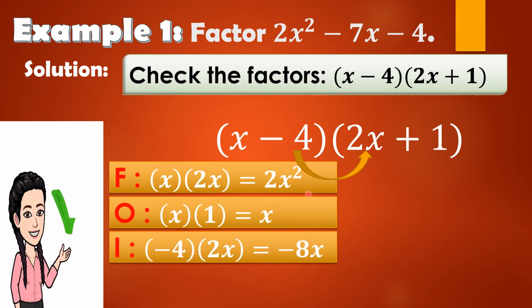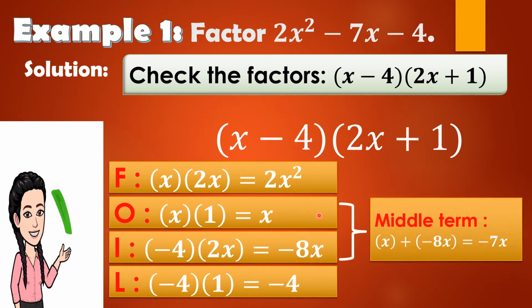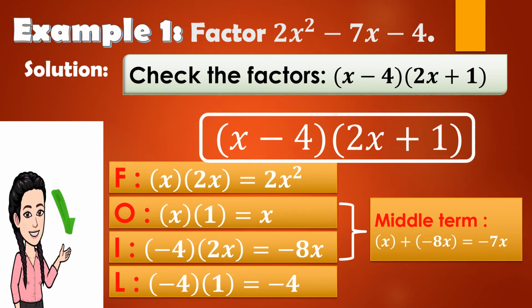Inner is negative 4 times 2x is equal to negative 8x. And the last term is negative 4 times 1, which is equal to negative 4. Then, we're going to add x and negative 8x to get the middle term. So, x plus negative 8x is equal to negative 7x. So, ngayon, i-check natin kung nakuha ba ulit natin ang given na expression. So, 2x squared, negative 7x, and negative 4. Correct. Therefore, tama ang nakuha nating factors.